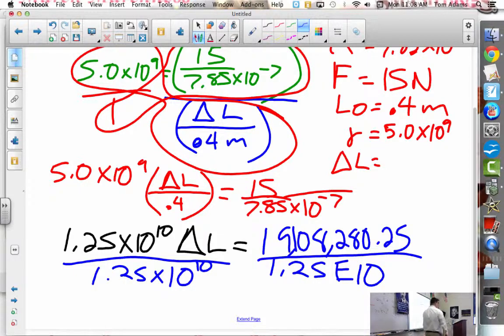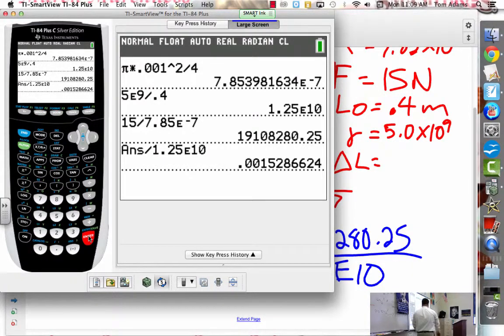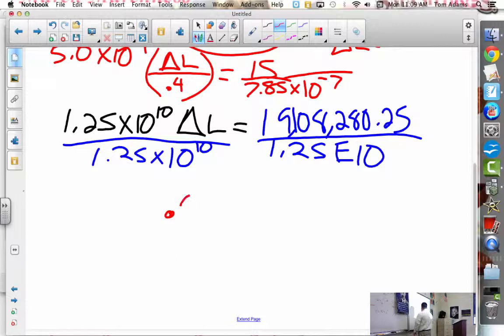Those mean the same thing, right? I just wanted to show you what they mean. This is how I'm going to plug it in the calculator. So I'm going to take that number that I have, and I'm going to divide it now by 1.25 e to the 10. And I get 0.0015.